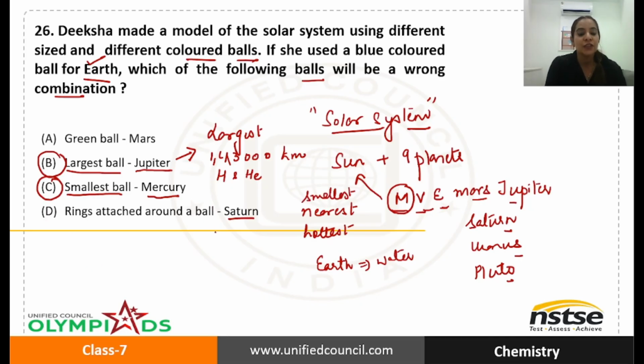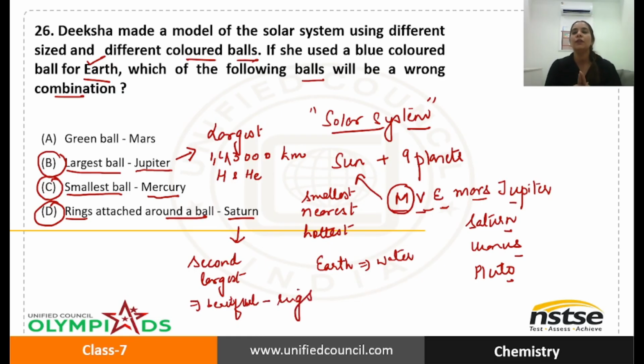Okay, for Saturn, she made use of rings attached around the ball. Again, this is true. The reason being, Saturn is the second largest planet after Jupiter, and also it has got beautiful rings around it, and those rings are assumed to be formed of asteroids, comets, etc., those which broke up before reaching the surface of Saturn. Right, so that means this one is also true.